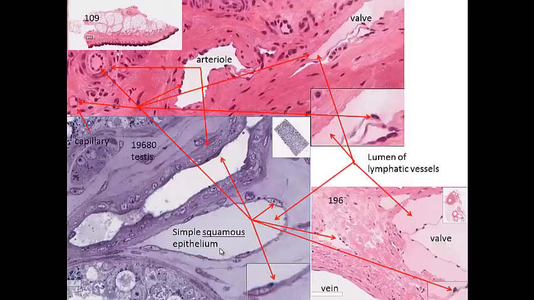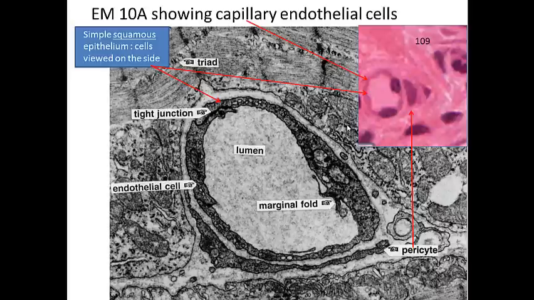Also, simple squamous epithelium is found in other blood vessels. You can see right here, this arteriole has these cells. The lymphatic here again has simple squamous epithelium. The valves and the spermatic cord, we can see the endothelial cells on the surface of this lymphatic and this little vein. All these blood vessels have endothelial cells, simple squamous epithelium, which is known as endothelium.